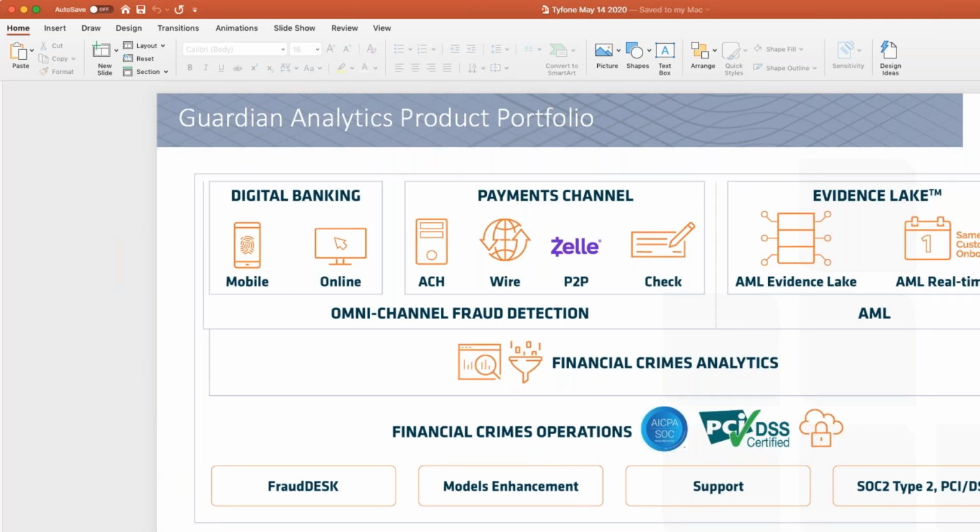Our product portfolio consists of a suite of omnichannel fraud detection products. There's digital banking for online and mobile channels, and a number of payment channel products such as ACH, wire, P2P, and check. On the AML side, we provide Evidence Lake, which is our big data lake for transaction monitoring and CTR, and also the real-time CDD product suite for KYC and customer onboarding risk scoring. We provide business intelligence and fraud analytics to our customers. And then there's a bit of uniqueness for Guardian Analytics: we provide a fraud desk service so the customer can outsource their fraud operation to Guardian Analytics. We have a team of fraud experts and fraud analysts who can be on the front line to review those alerts.